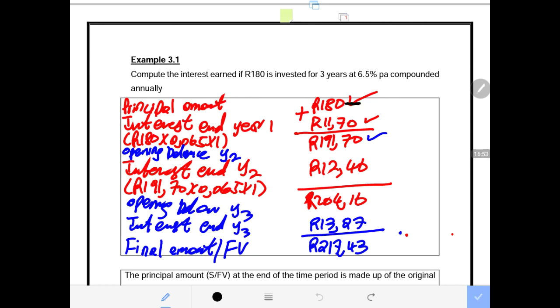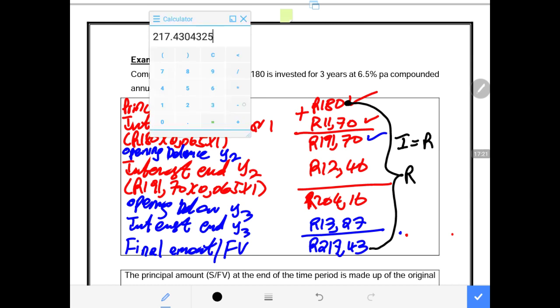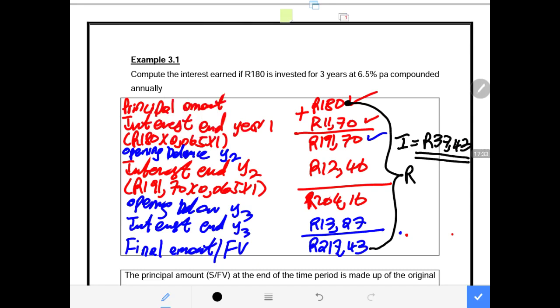Now we initially invested 180 rand, and the future value of this amount after 3 years became 217 rand 43 cents. That means the difference between the initial investment and the future value will be the interest that is earned over the period of the investment. So when we want to calculate our interest, which is our I, it will be the difference between the two, where we say 217.43 minus 180, and this will give us 37 rand 43 cents. So this will be the interest that is earned over the period of the investment.